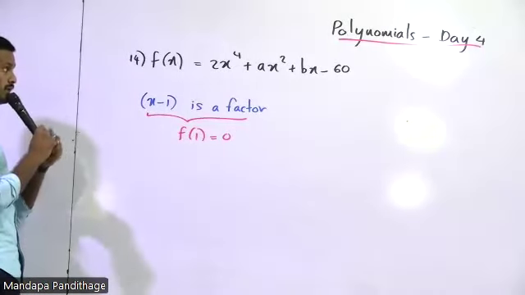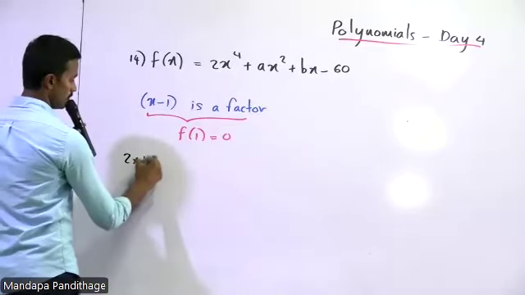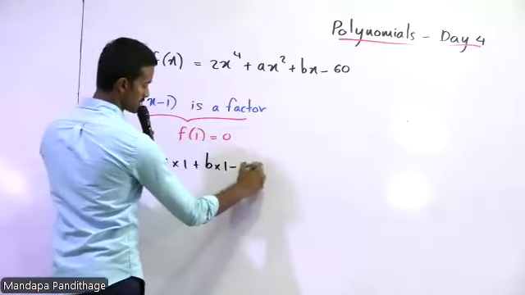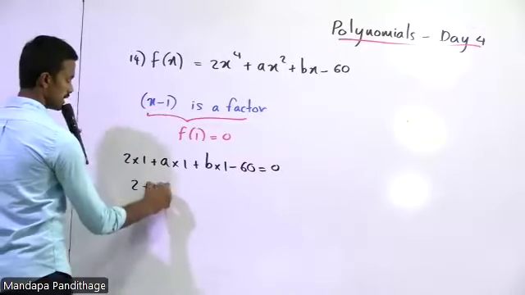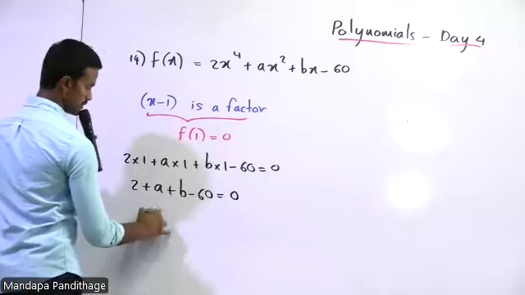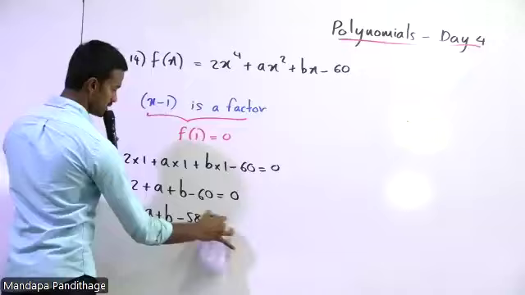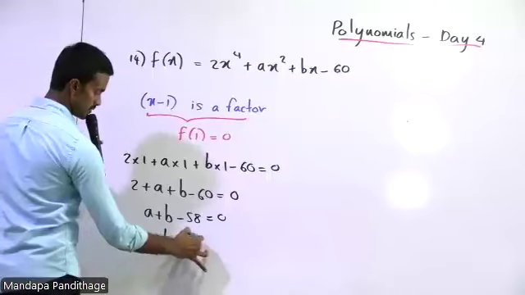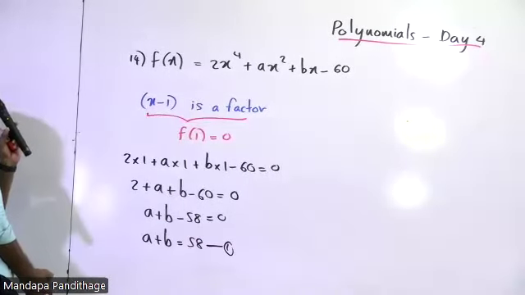f(1) becomes 0. And now you can put in f(1). What is f(1)? It's 2 into 1 plus a into 1 plus b into 1 minus 60 is equal to 0. Now this gives you 2 plus a plus b minus 60 is equal to 0. So a plus b minus 58 is equal to 0. So I get the first simultaneous equation: a plus b is equal to 58.